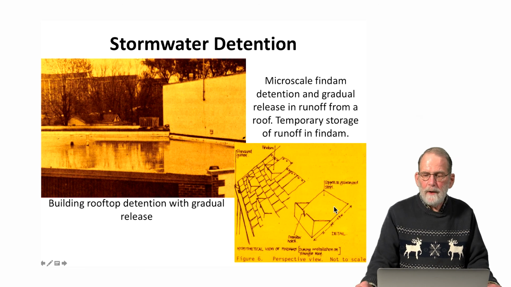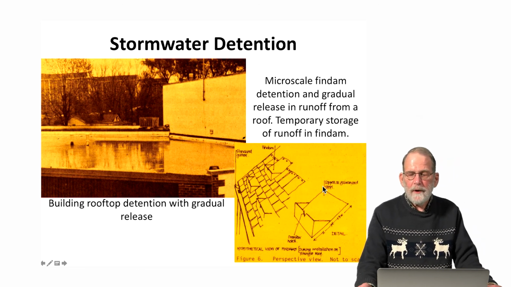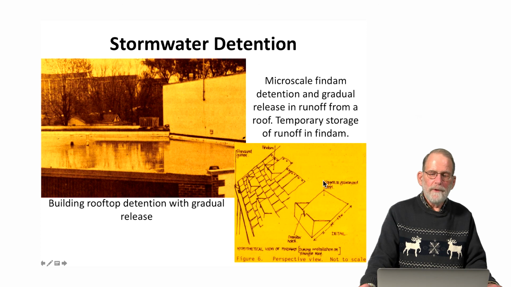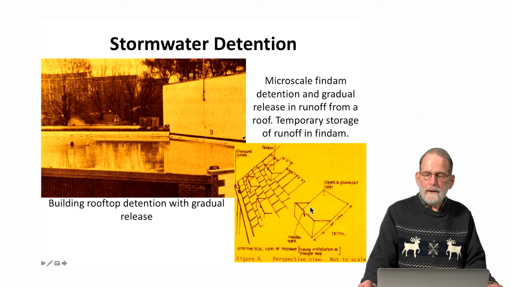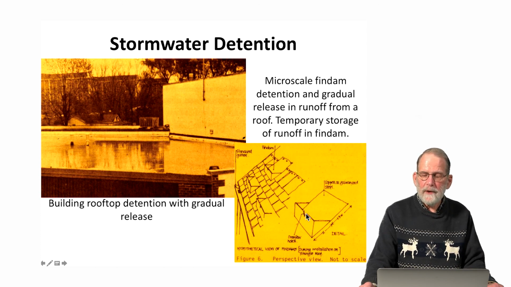The diagram on the lower right is from the Low Countries in Europe, in the Netherlands and Belgium, where they over time developed a very distributed technology, where individual houses would have roof shingles that are shaped in a kind of weird form. They call it a fin dam. What happens is rainfall lands on the roof, runs across the surface of the roof, and gets captured in this little storage device, and it has a V-notch overflow notch.